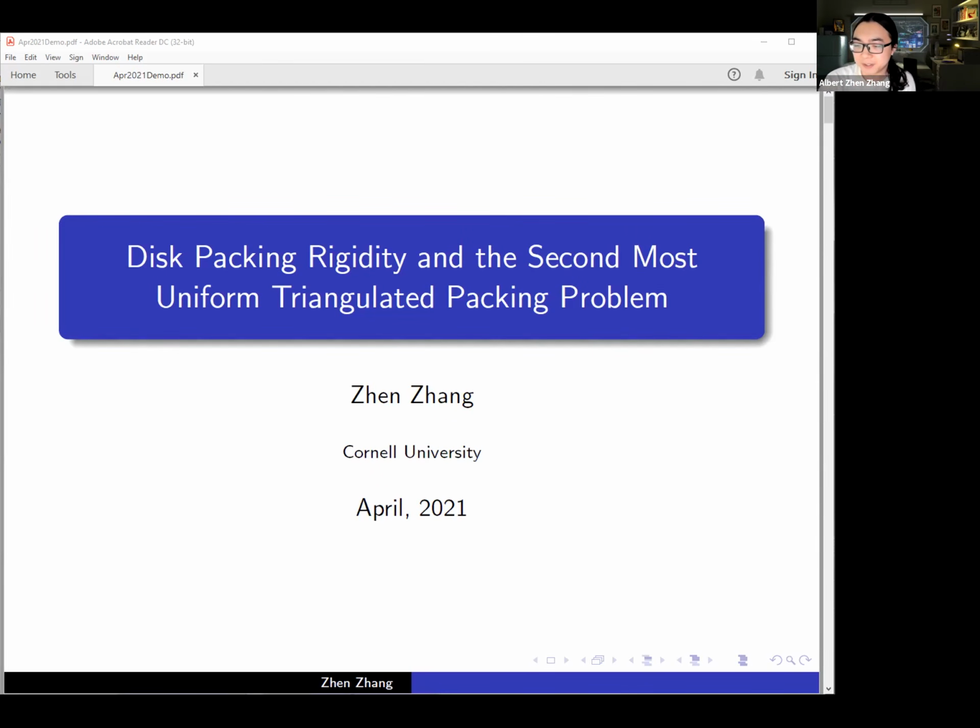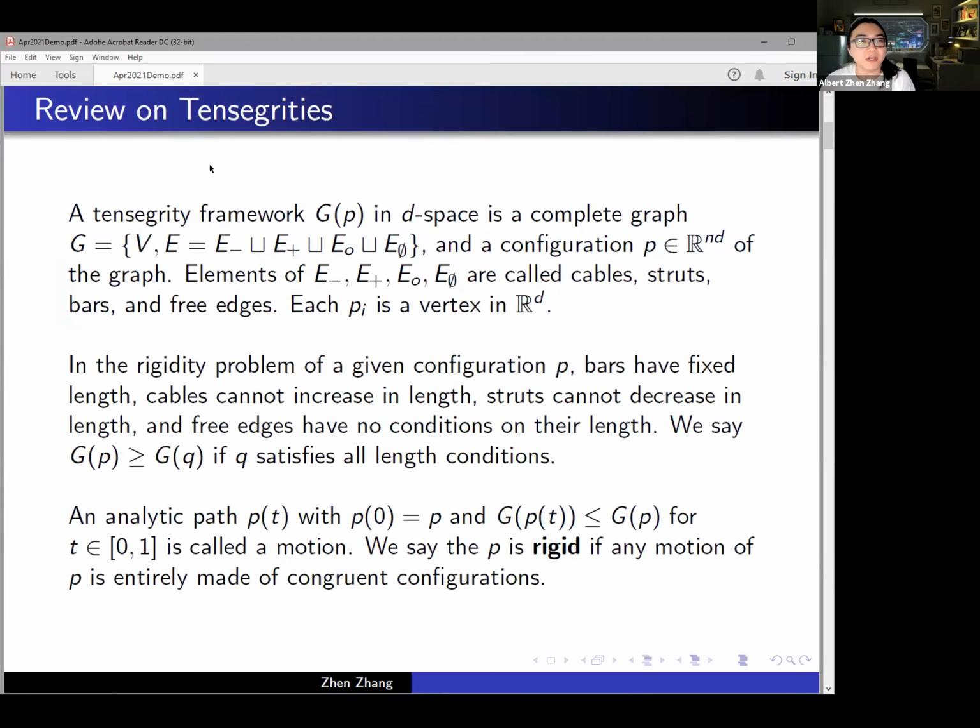Because this is related generally to what kind of radii ratio you are allowed in order to beat the density of hexagonal packing. And today we are going to first talk about the infinitesimal rigidity. So let's first do some reviews on tensegrities.